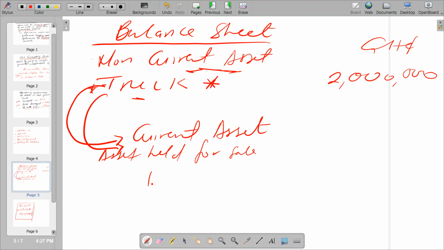Do you get it? So one of the conditions before you can recognize an asset as held for sale is that the asset should be available for immediate sale. So if a buyer comes right now, you should be able to sell the asset to the buyer. But if you are using the assets and once a buyer comes you have to go through some process, then you cannot recognize it as held for sale.